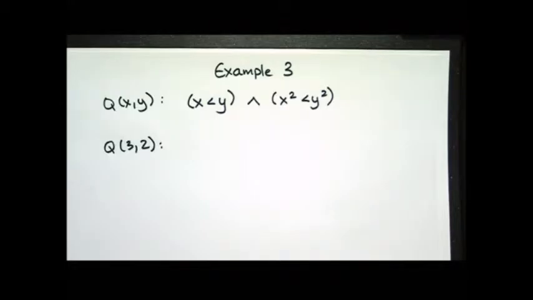So x equals 3, y equals 2. I want you to copy it down into the statement that Q stands for, x less than y and x squared less than y squared. And then I want you to tell me if it's true or false.